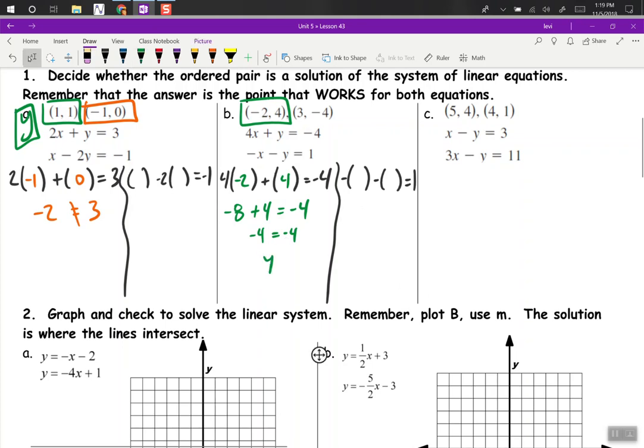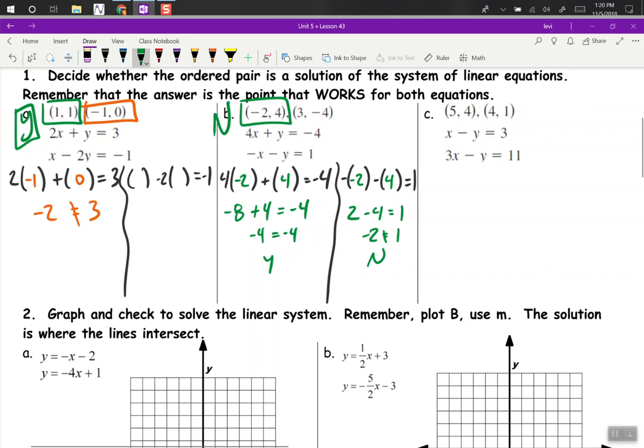And so we'll check our next one. So we'll sub in a negative 2 and a 4. So this is minus a negative 2, that makes a positive 2. Positive 2 minus 4 does not equal 1, right? Negative 2 does not equal 1, so that's a no there. So this one was a no for the first one.